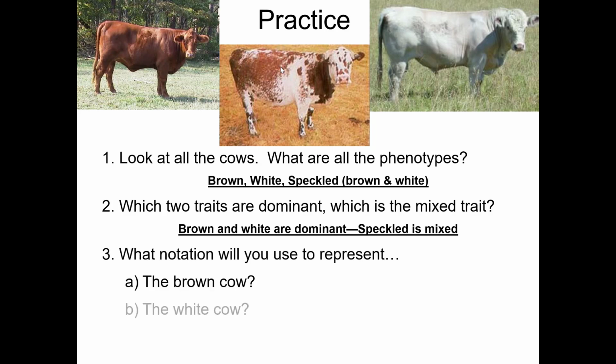Again, what notation are we going to use? So for the brown cow, we can use capital B, capital B. The white cow, we can use capital W, capital W, and the speckled, because I see both the white and the brown, I can have BW.